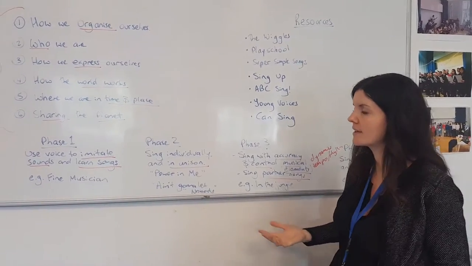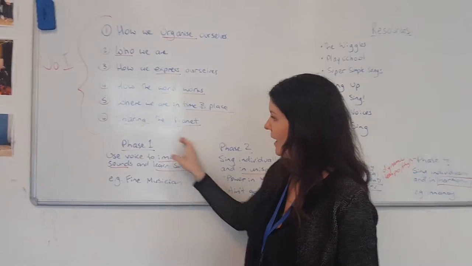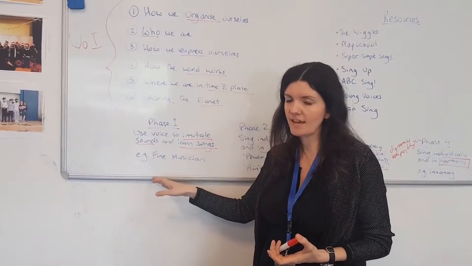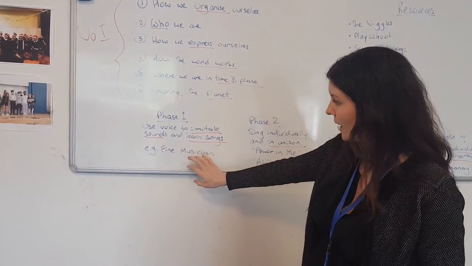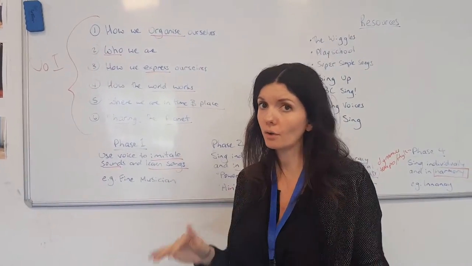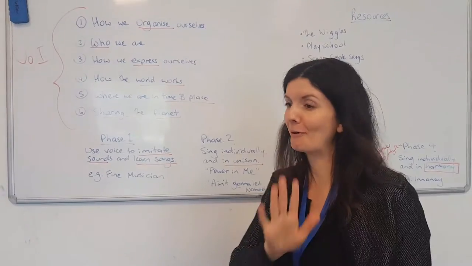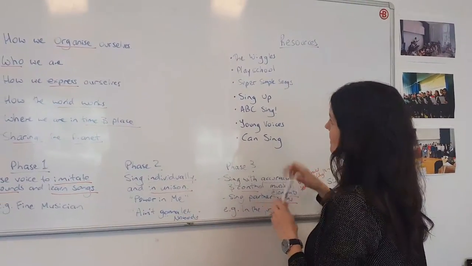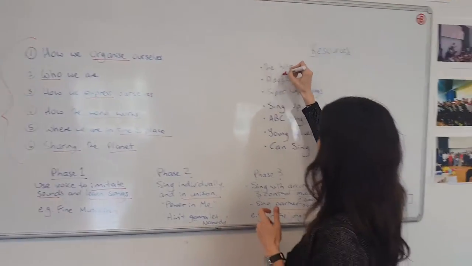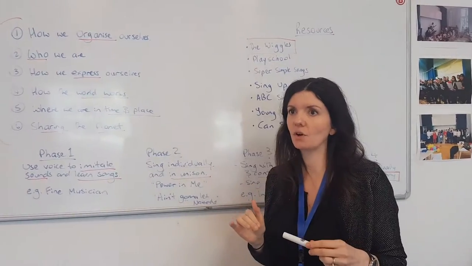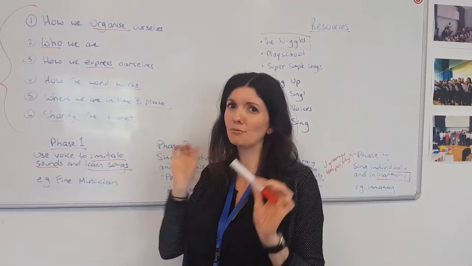with the students that help us to reach the aims that we have in each of these phases. For phase one, I'm going to show you a song called Fine Musician. I won't show you the whole song, but it's a fun one, I promise. And this is from a group, I put some resources up here, called The Wiggles, who are an Australian group who do all kinds of amazing songs. And for phase one, I really recommend them.